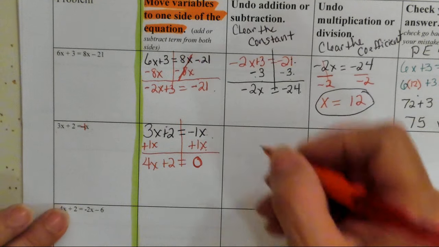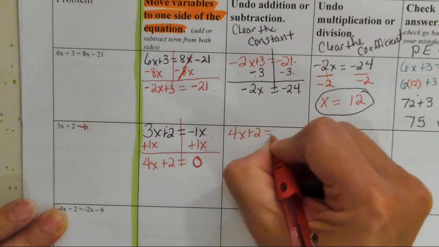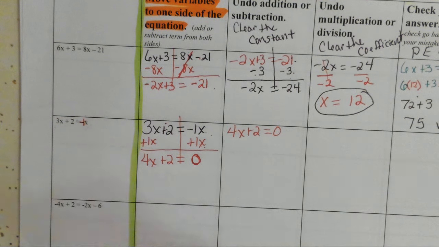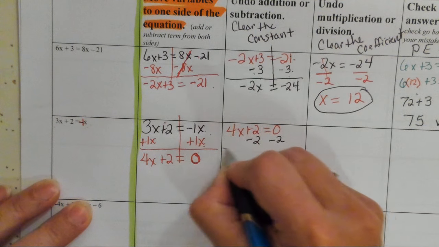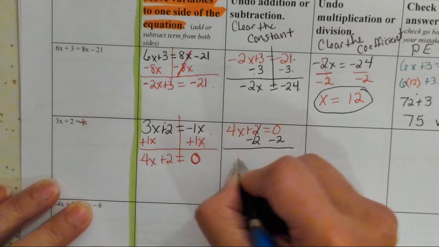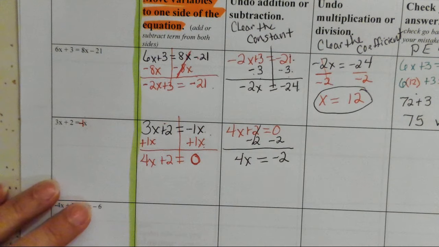Now I'm going to clear the constant. Take the 4x plus 2 equals 0. The constant here is a plus 2, so I need to minus 2 to make the 2 disappear. Then I'm left with negative 2.